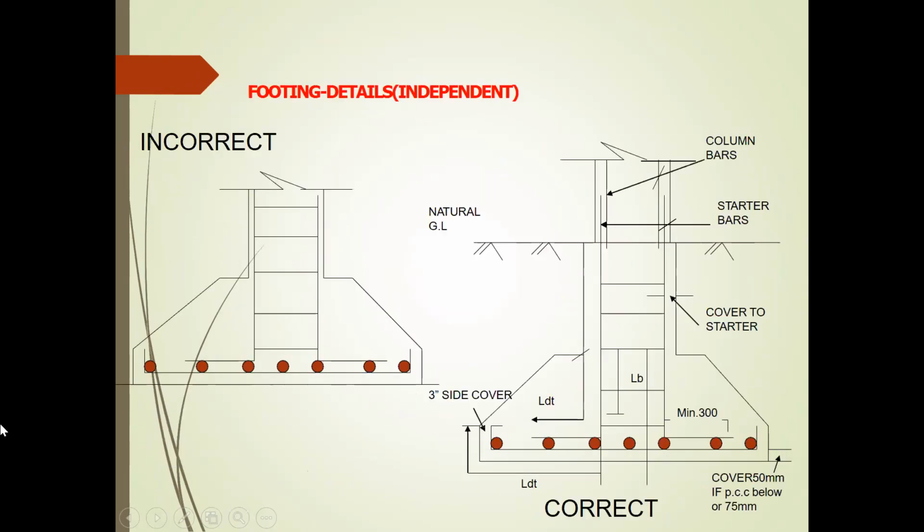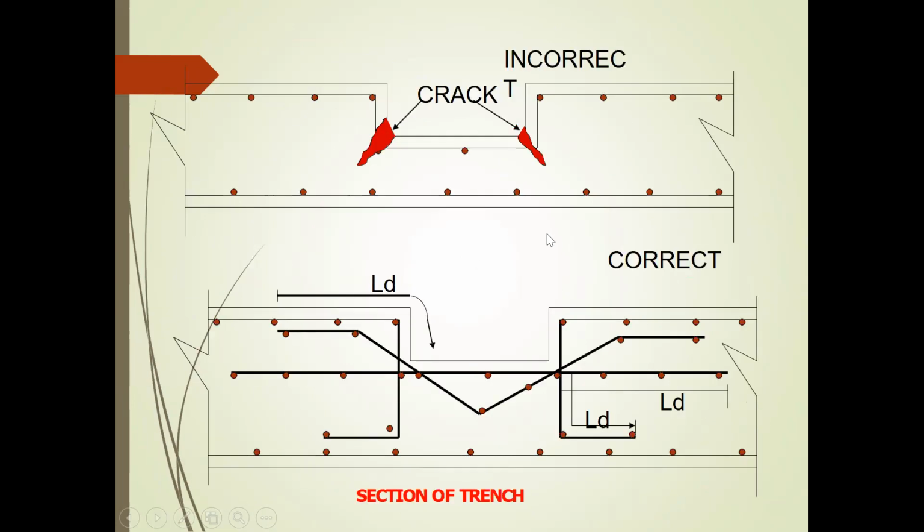The footing methodology. Here you can see the footing methodology has been absolutely wrong. This has to go the LD. Okay. Then you have to bend back. And these column bars have to come inside the footing. And here additional reinforcement has to be provided. Okay.